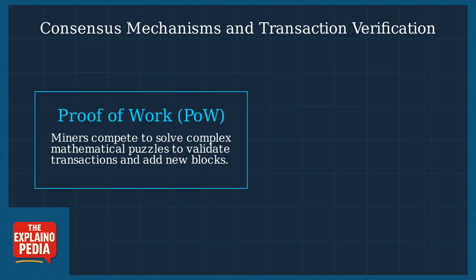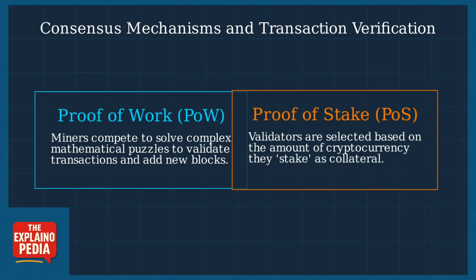An alternative approach is proof of stake, where validators are selected based on the amount of cryptocurrency they hold and are willing to stake as collateral. This method is significantly more energy efficient than proof of work.